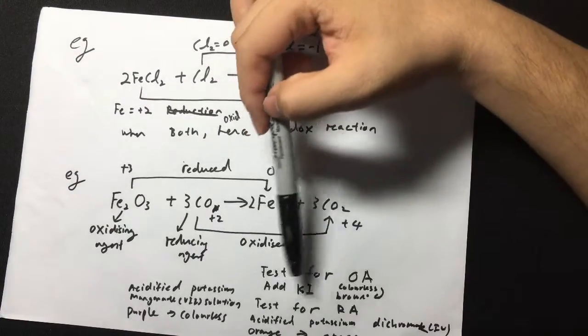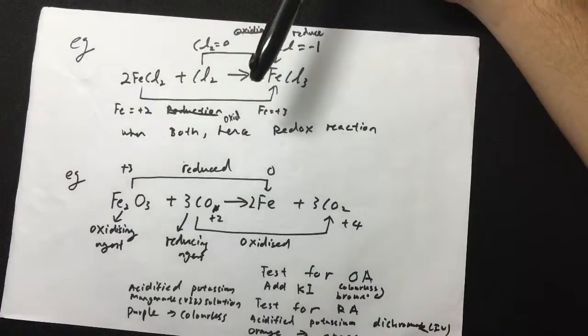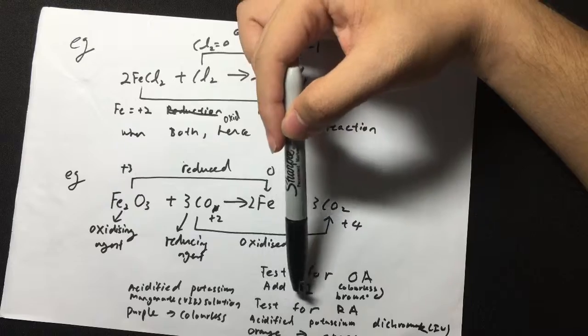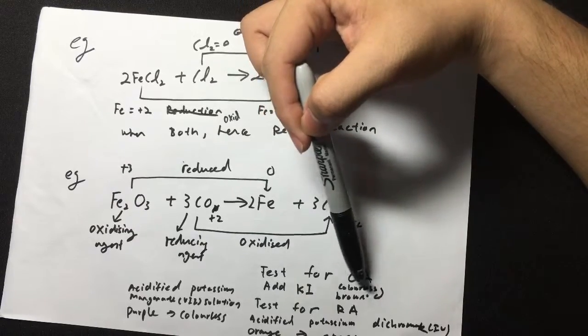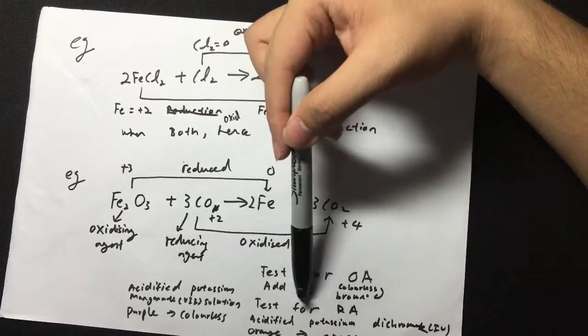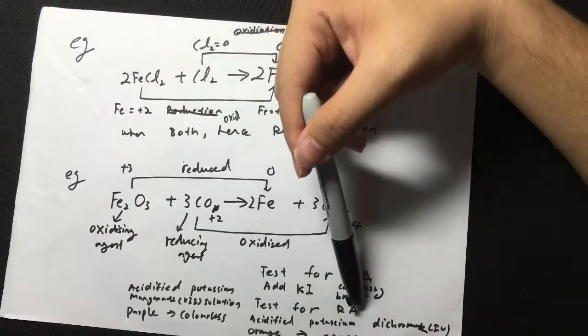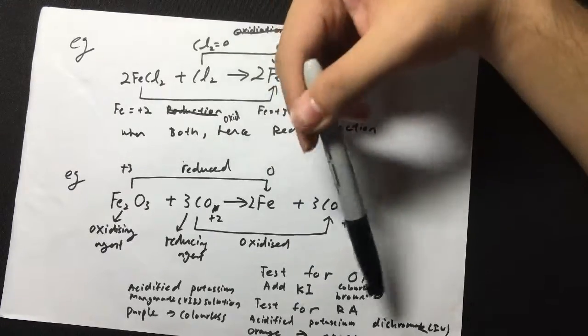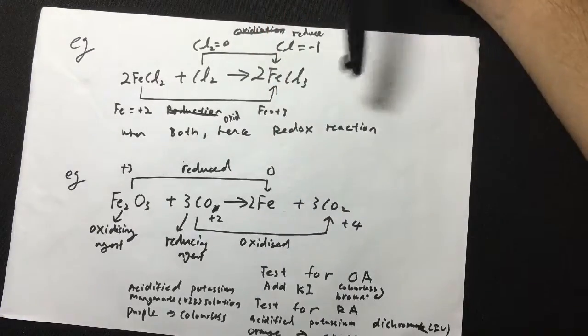Okay, then look at some examples for you to actually find an oxidizing agent. For oxidizing agent, the most common one is to add potassium iodide, which at the start is colorless. After you add it, a displacement reaction will occur. Hence, the iodine will be displaced, and you will see a brown solution. Hence, it will turn brown.